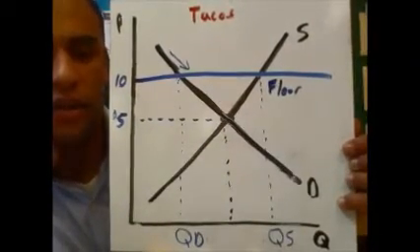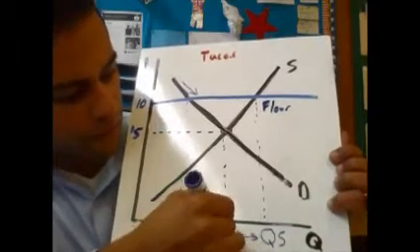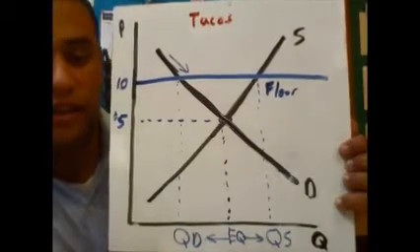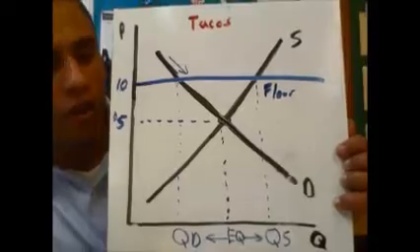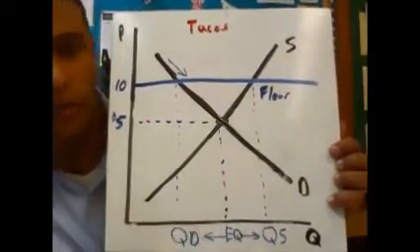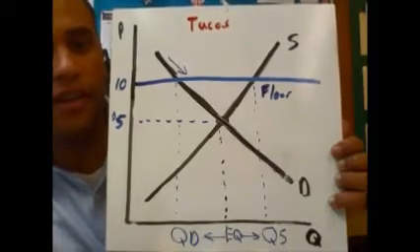So now quantity supplied and quantity demanded have diverged from the equilibrium quantity. So we're using some pretty precise language right now, right? We're using quantity demanded, we're using quantity supplied, and we're using equilibrium quantity. Okay? So what you end up with is a gap.